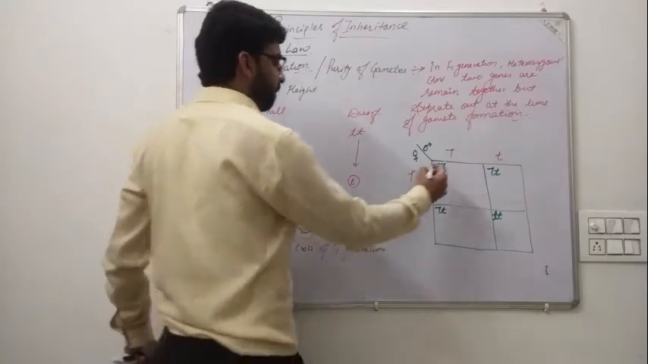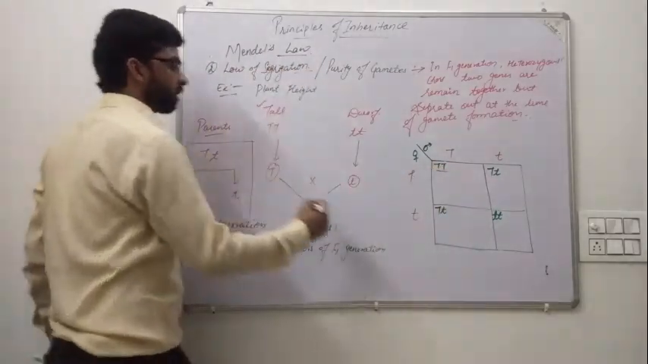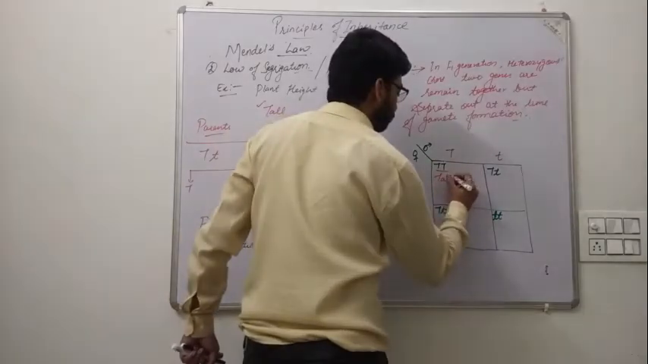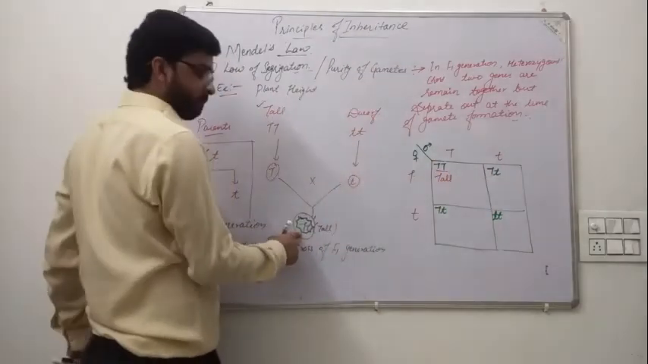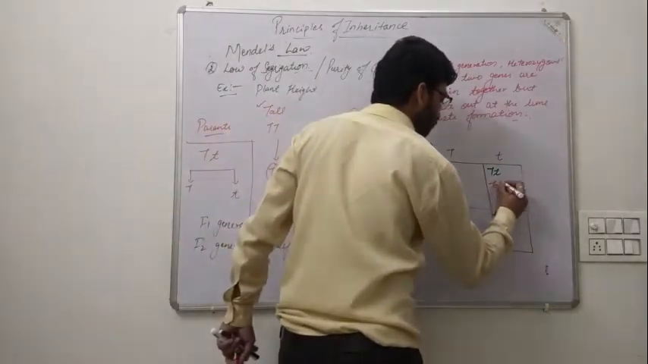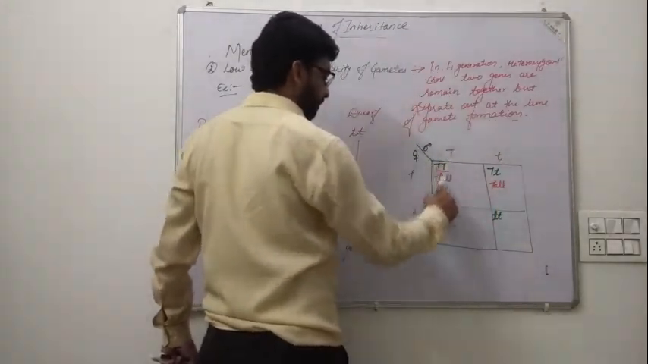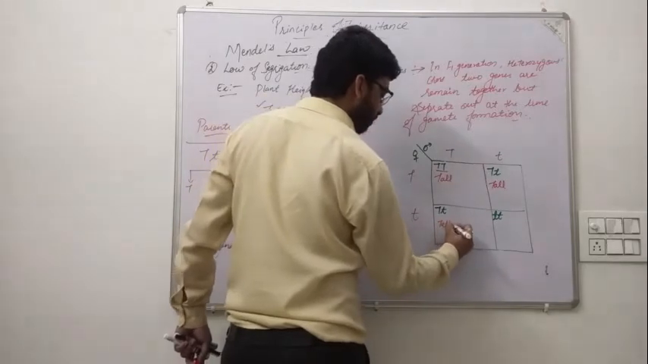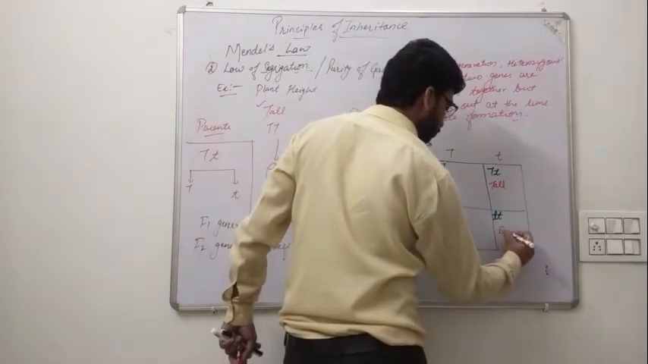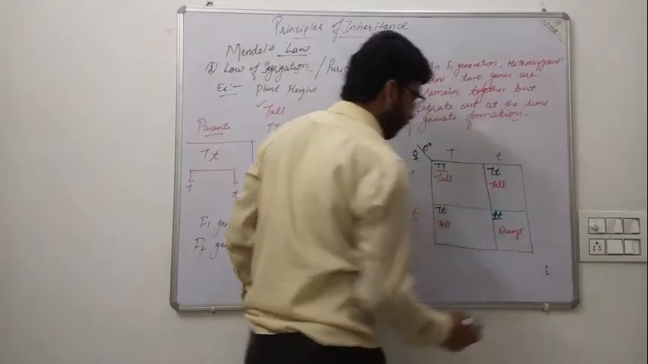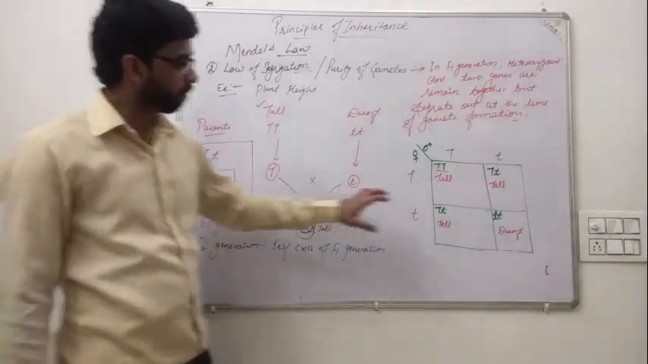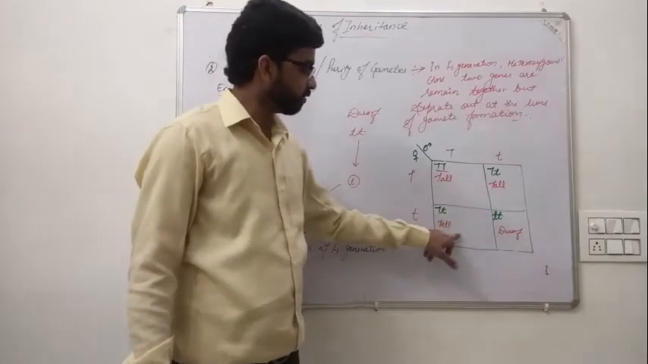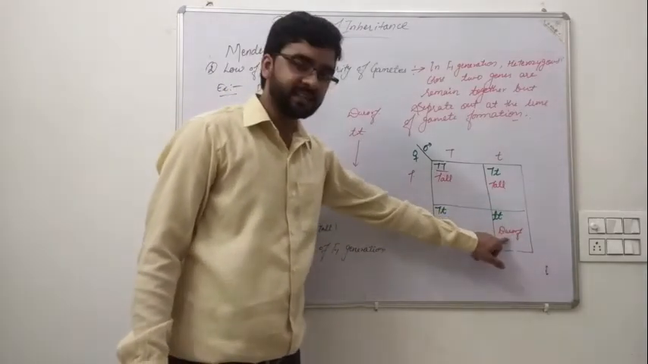Here capital T represents the tall character. Capital T, small t again represents the tall character, and small t represents dwarf. Means if we look at this cross here, thrice are tall and one is dwarf. Means it's a recessive character.